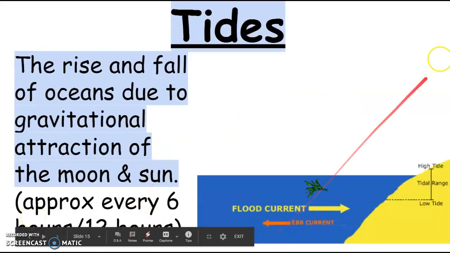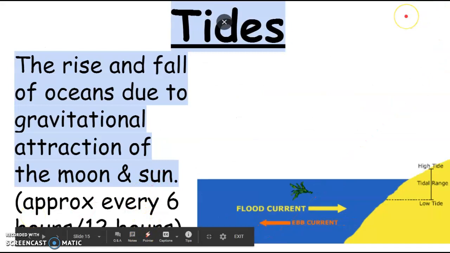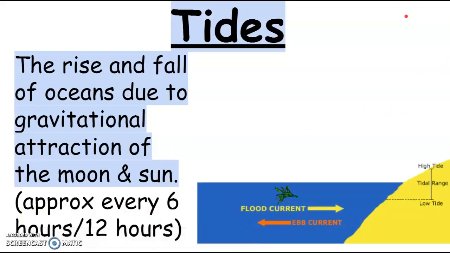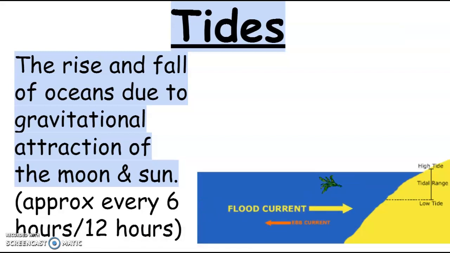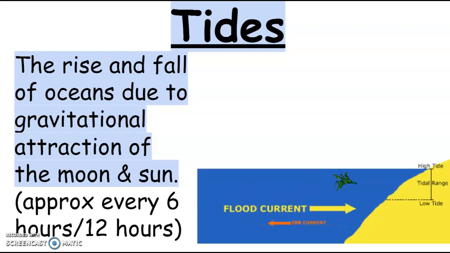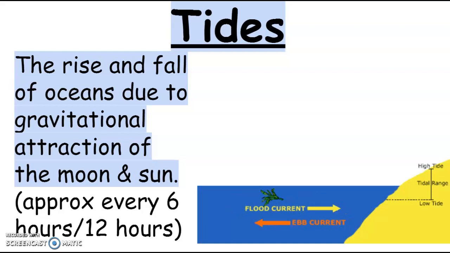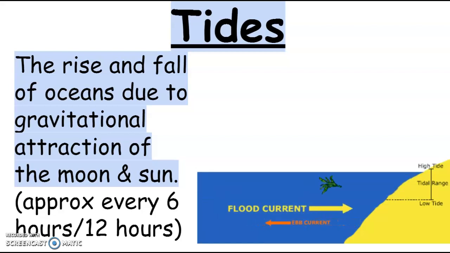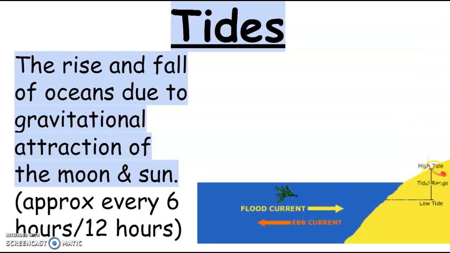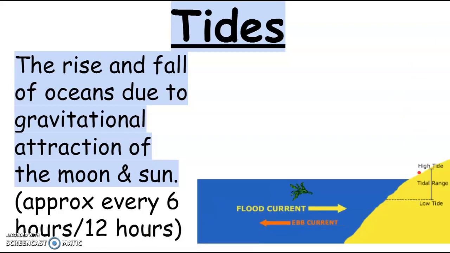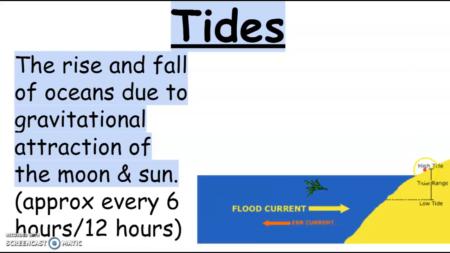All right, so if we take a look at our diagram here, you have the rise and fall of oceans due to the gravity of the moon. Yes, the moon's gravity is much less than the Earth, but it still does have a gravitational attraction to the Earth. And as it pulls on the Earth, the water responds to that pull. And so that's where you get your high tides and low tides. So whenever the moon is facing that particular ocean, you're going to get a high tide.